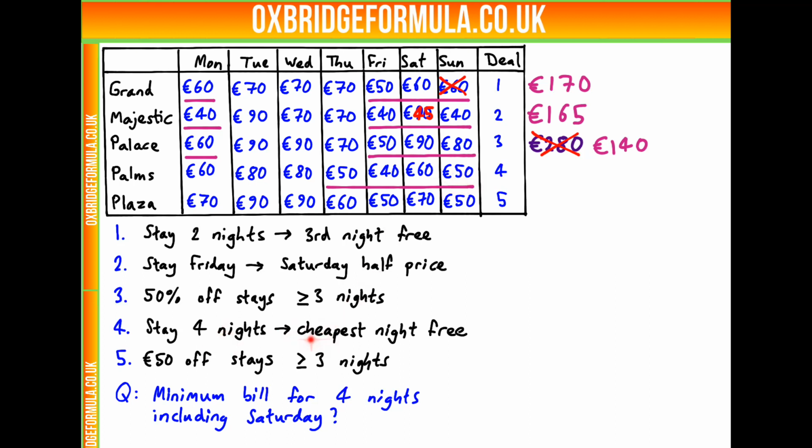What's our cheapest night that we're getting free? That we can see is Friday, so we take off that 40 euros. What's our total? 250 is 100, plus 60 is 160.